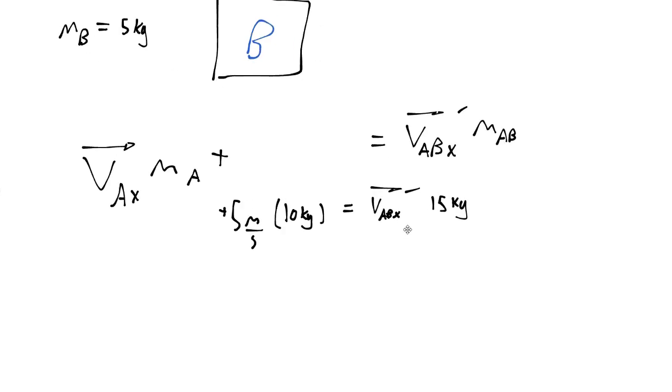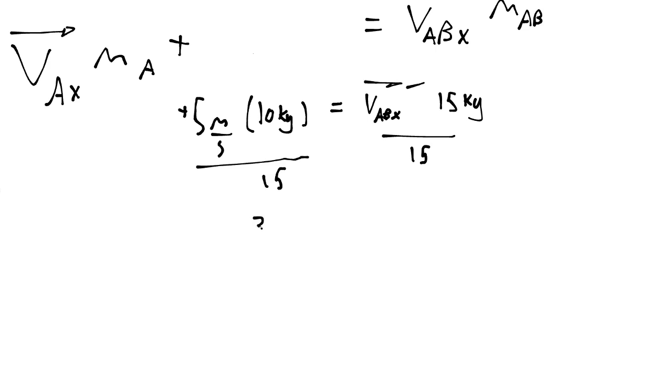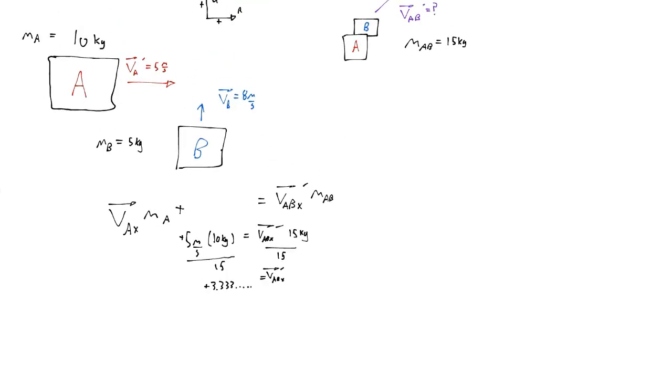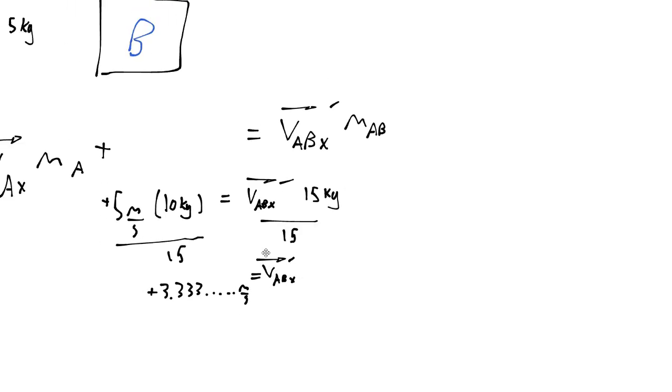Okay, so this is what I have right now, and then I'll just divide by 15 kilograms on both sides. So divide by 15 here, divide by 15 there. And then this should get you an answer of 3.33333. So let's write that in. 3.333, and then it goes on forever, equals VABX prime. Okay, and then it is positive, of course, because right is positive. So that is that. And then let's do the y category now.